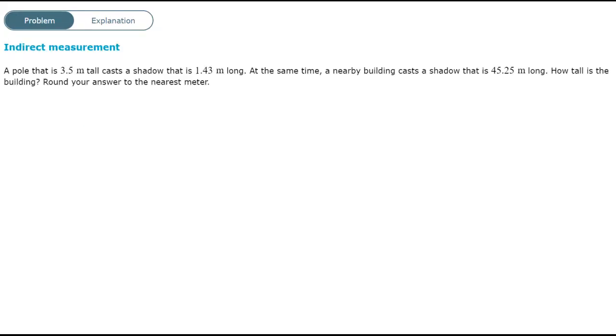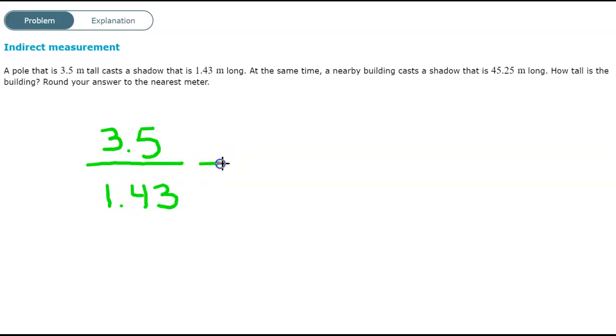All right, next problem, indirect measurement. Basically, indirect measurement is finding the measurement of something without actually measuring it. It's actually very, very cool. So let's see, we've got a pole that's 3.5 meters tall. So I'm going to say I have this pole that's 3.5 meters tall. And then the shadow is 1.43 meters long.